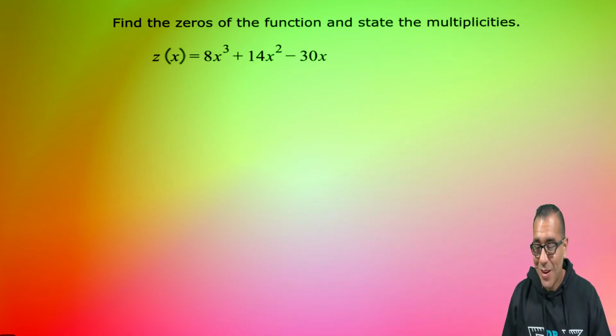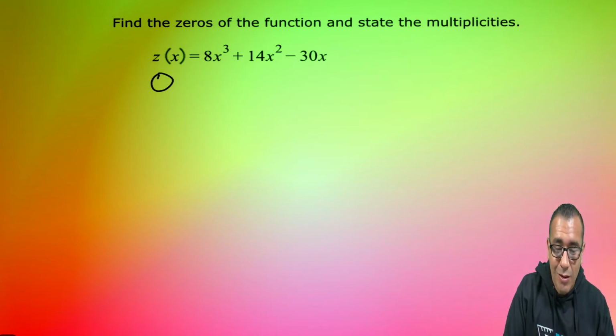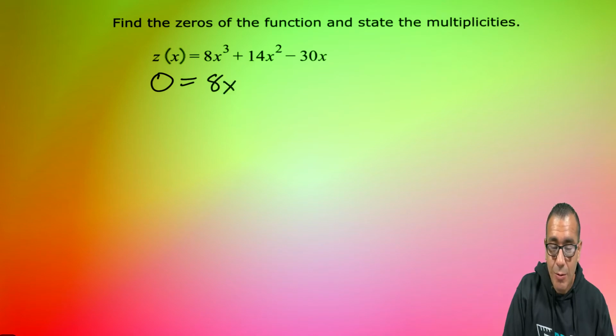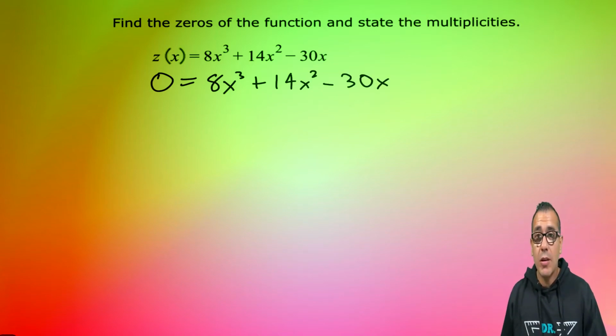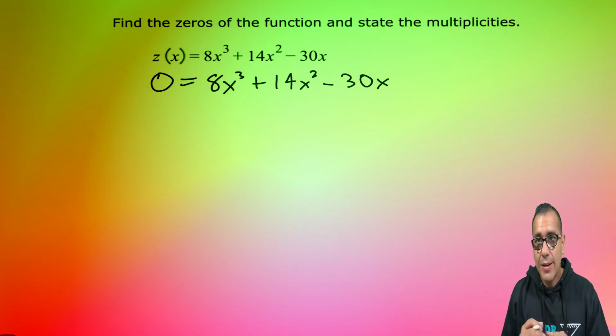All right, so finding the zeros, what that means is we're finding those x-intercepts. So we're going to set our function equal to 0. And this is where all our algebra skills are going to come into play. So in this case, you want to make sure that your factoring is sharp, right? Because hopefully we can factor this.